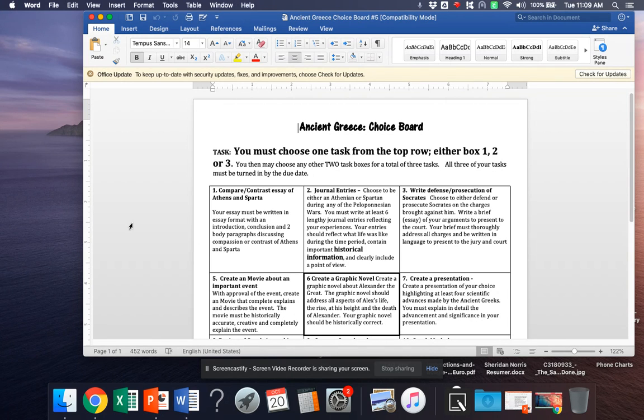Number 9 is my personal favorite because I'm not creative. I always want to be creative, but here's my opportunity to be creative with other people's creativity, is to create a soundtrack. So again, you're going to choose an event or a person with prior approval. So for instance, choosing Alexander the Great, you're going to create a soundtrack, and I say YouTube, Spotify, or Screencastify, however you want to do it, of 5 songs.